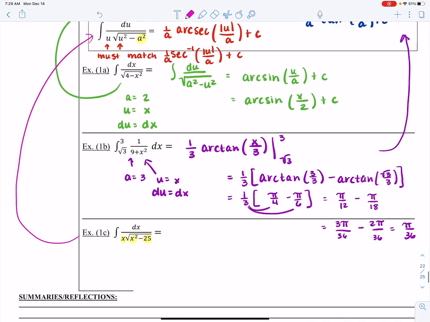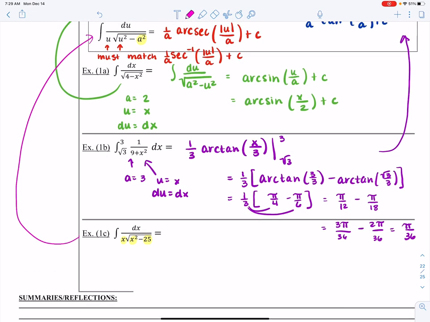So let's identify all of our pieces. My number that's being squared in this case will be 5. My variable that is being squared is x, which will make du just dx. There's a reason why I am putting my du, and that'll come up in just a little bit. So notice if I were to rewrite this, which again, you do not have to, it would become du over u root u squared minus a squared.